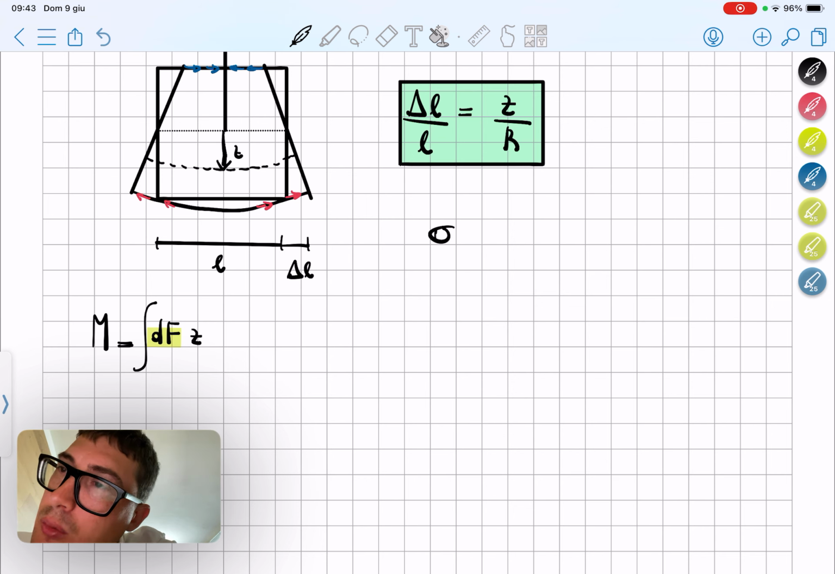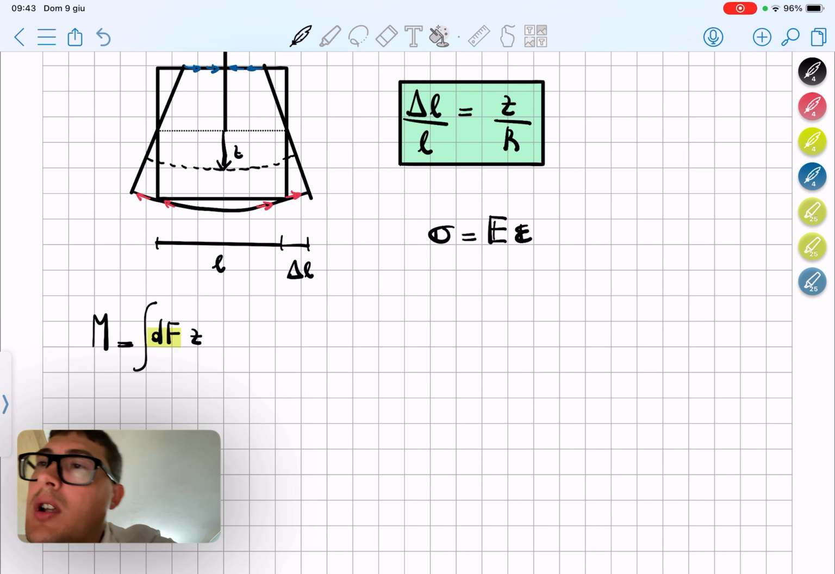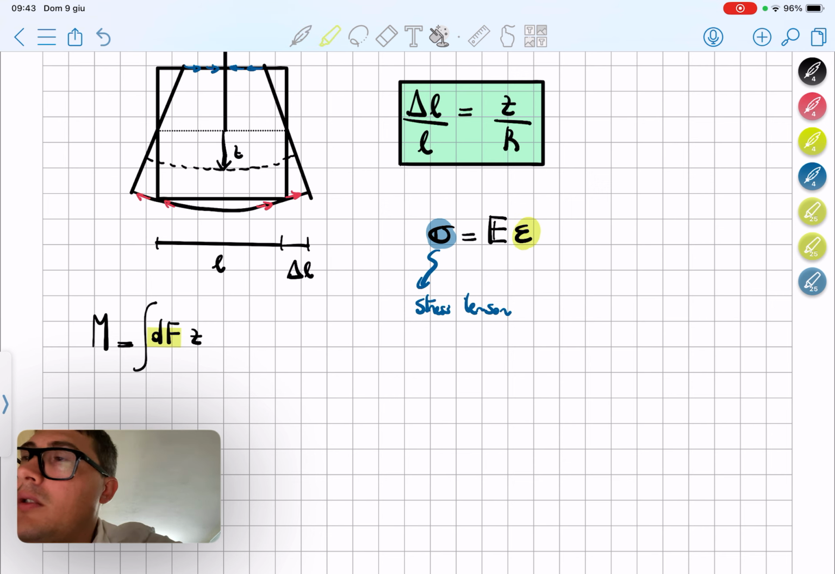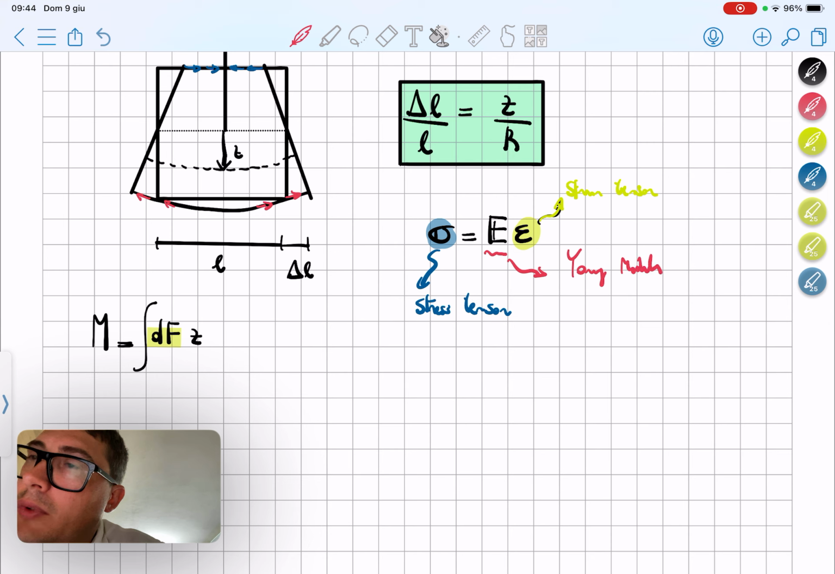The generalized Hooke's law is that the stress tensor is proportional to the strain tensor, and the proportionality is this 4-rank tensor here, E, which is sometimes called Young's modulus in one dimension.